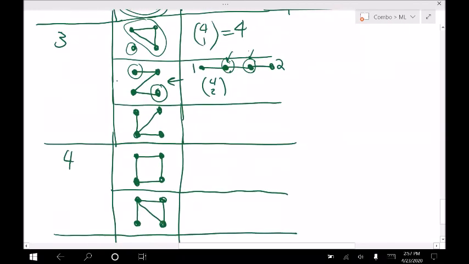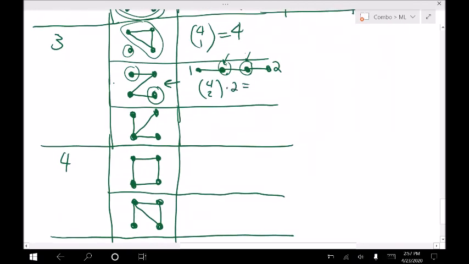So there you go. So times 2 here. So we have 6 times 2, 12 ways. Yes, that's right.